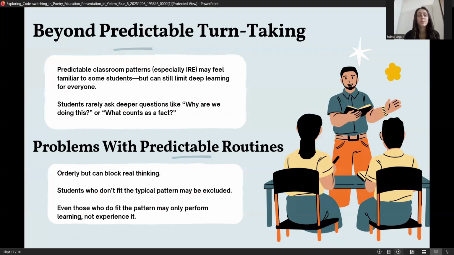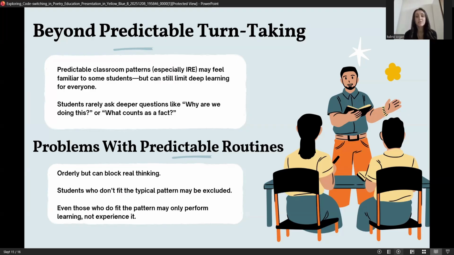And beyond predictable turn taking. Predictable classroom patterns, especially IRE, may feel familiar to some students but can still limit deep learning for everyone. Students rarely ask deeper questions like why are we doing this or what counts as a fact.